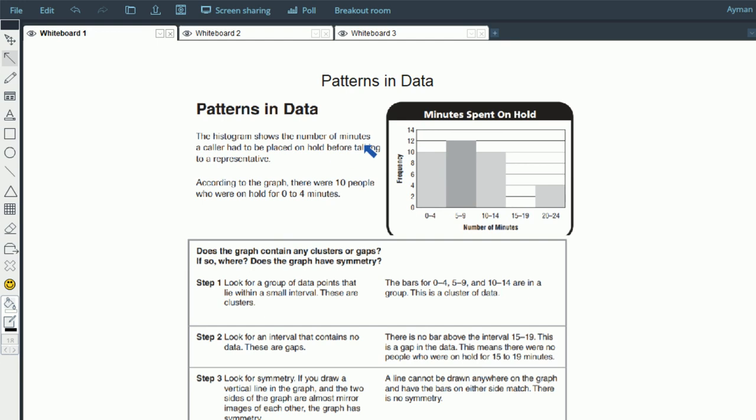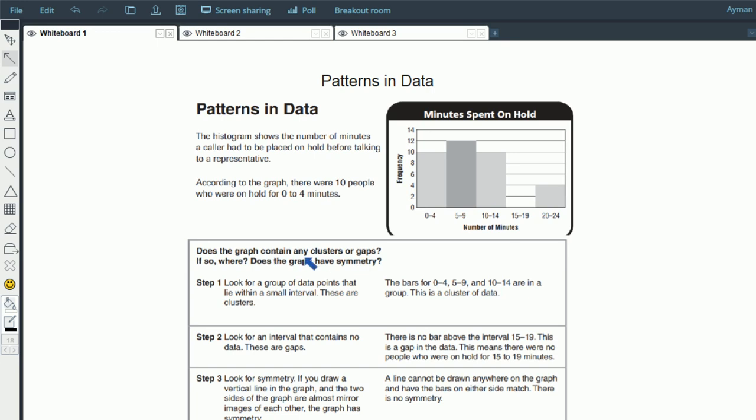Then he said the histogram shows the number of minutes a caller had to be placed on hold before talking to a representative. According to the graph, there were 10 people who were on hold for 0 to 4 minutes. The question here: does the graph contain any clusters or gaps? Clusters means a group of data together, beside each other. And a gap is like this one, where there is no bar. There is no one who waited from 15 to 19 minutes. You can wait from 0 to 4 minutes, or 5 to 9, or 10 to 14, or 20 to 24 minutes, but there is no one who waited from 15 to 19 minutes.